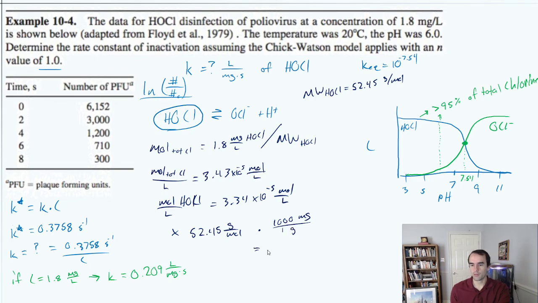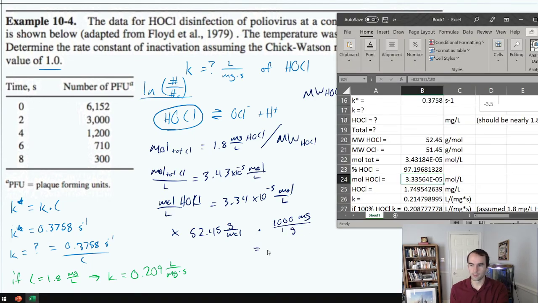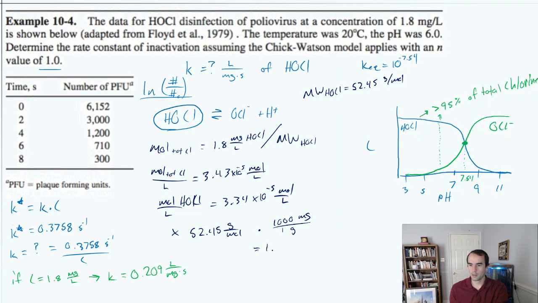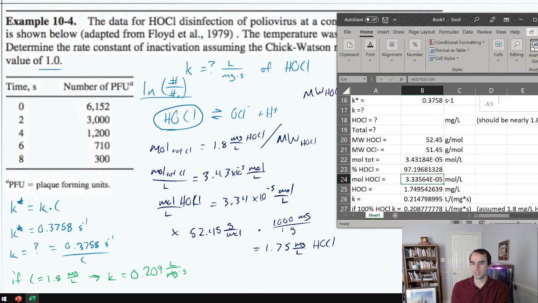And that's going to give us our final amount of HOCl that we're going to use for our final answer calculation. So instead of 1.8, we actually have 1.75 milligrams per liter of HOCl. So not a huge difference, but as you can see, we're off. We would be off by a factor of 0.97. So we'd be slightly off.